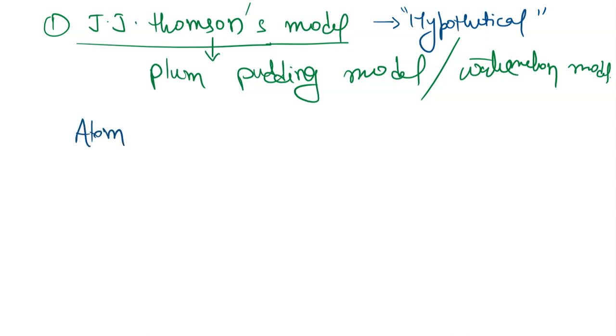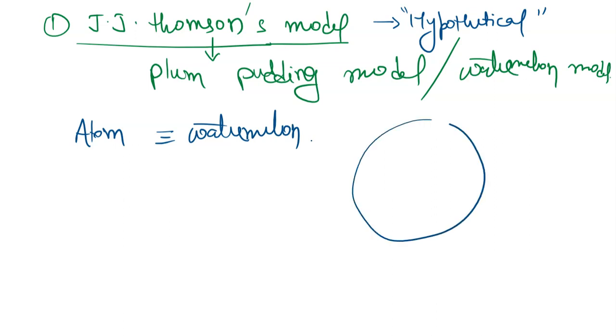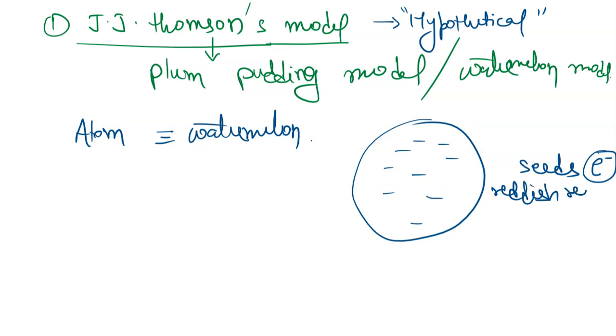That the atom is similar to a watermelon. He said the seeds in the watermelon represent electrons, basically the negative particles, and he named those negative particles electrons. And he said that other than the seeds, whatever is the reddish region, that is representing a positive region.